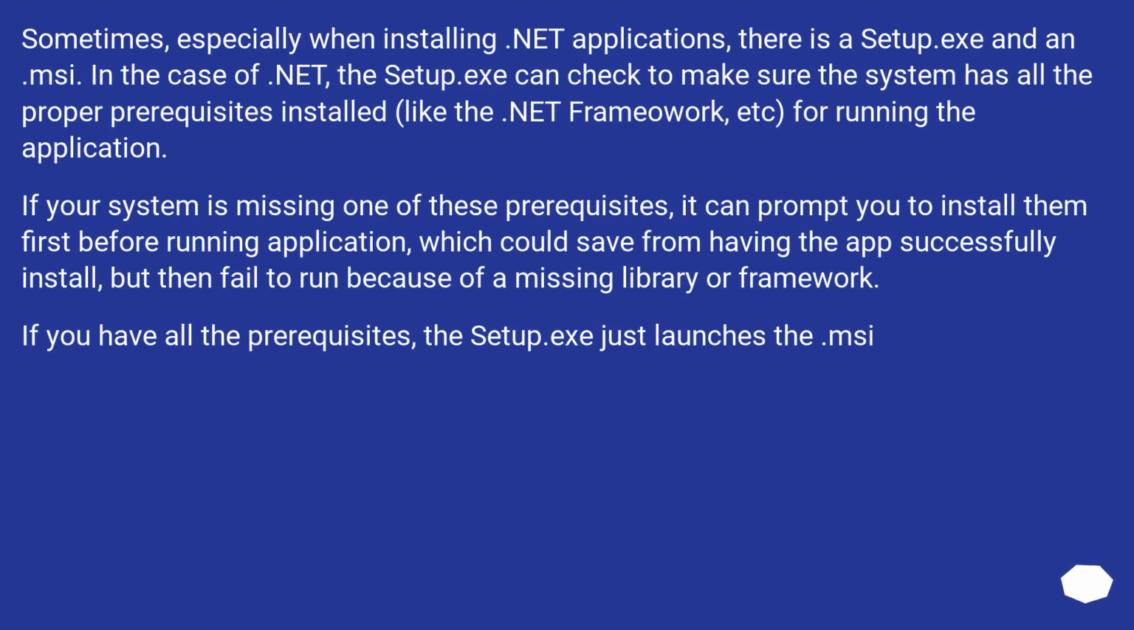Sometimes, especially when installing net applications, there is a setup.x and an Z. In the case of net, the setup.x can check to make sure the system has all the proper prerequisites installed, like the net framework, etc., for running the application. If your system is missing one of these prerequisites, it can prompt you to install them first before running the application, which could save you from having the app successfully install, but then fail to run because of a missing library or framework. If you have all the prerequisites, the setup.x just launches the Z.